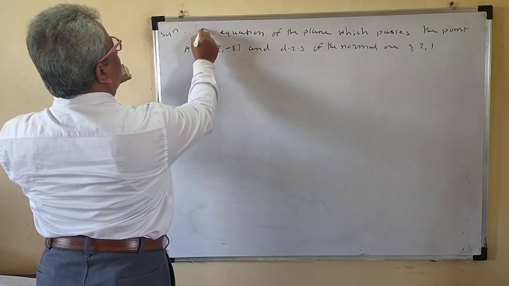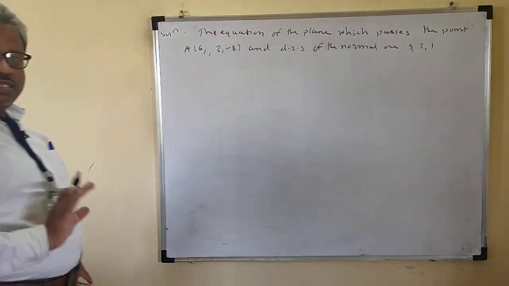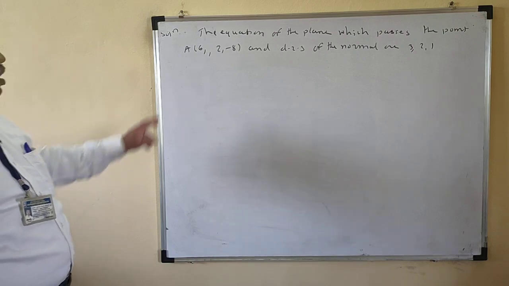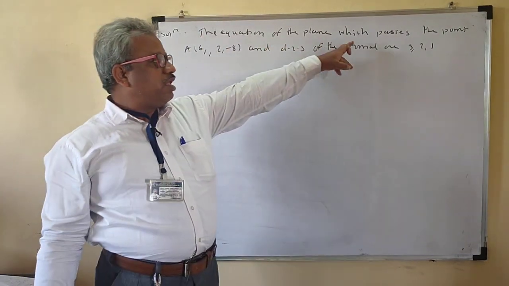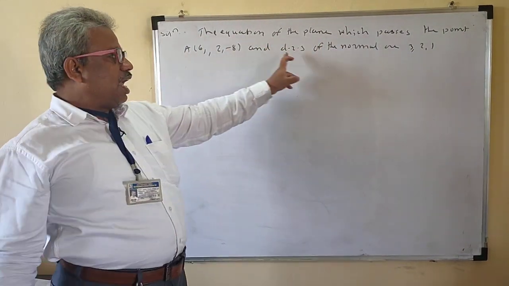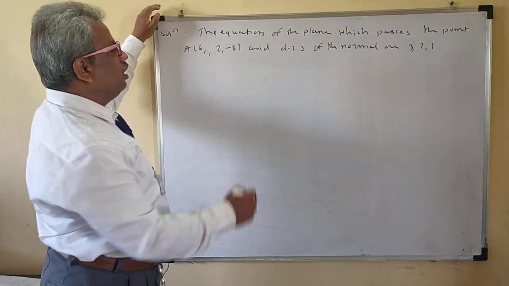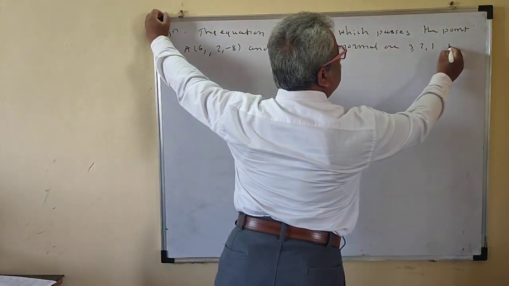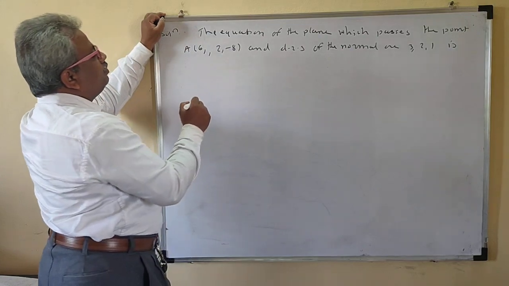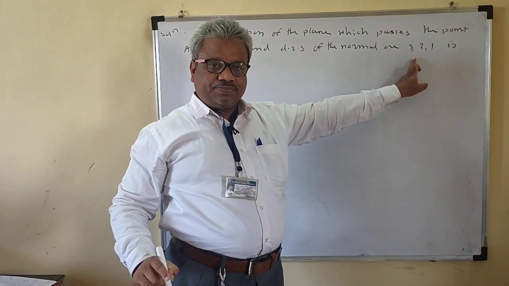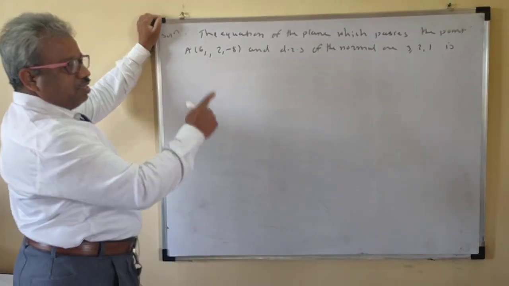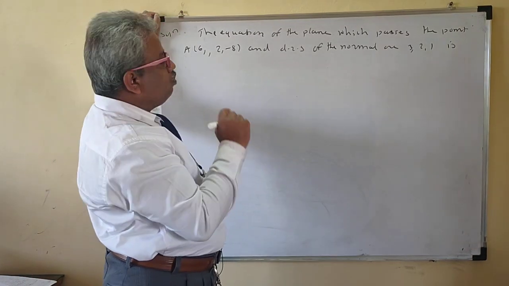The equation of the plane. So if there is a find, just remove that find only. Just write the equation of the plane which passes through the point given, and the DRs of the normal to the plane are 3, 2, 1. These are your a, b, c.